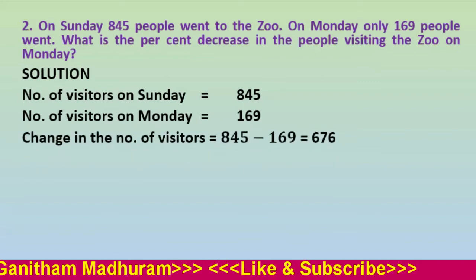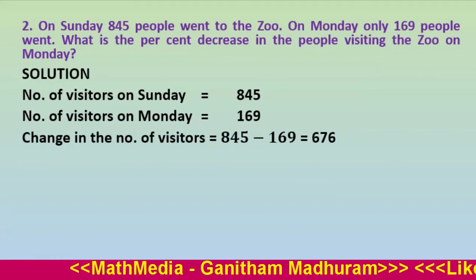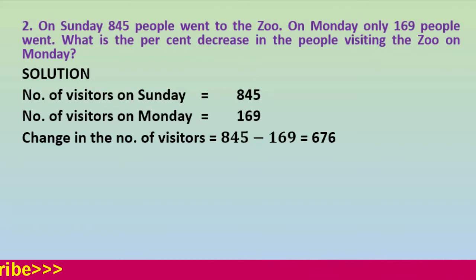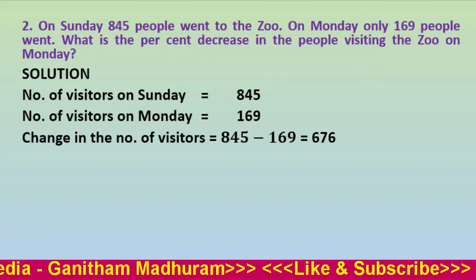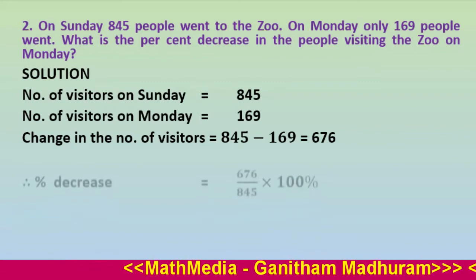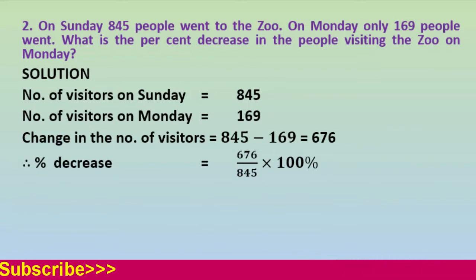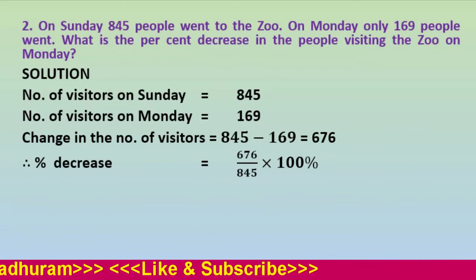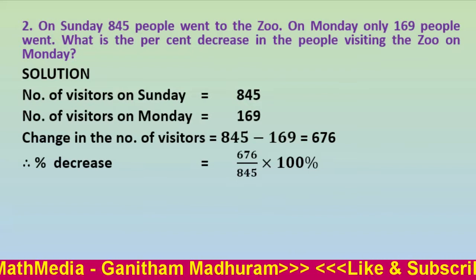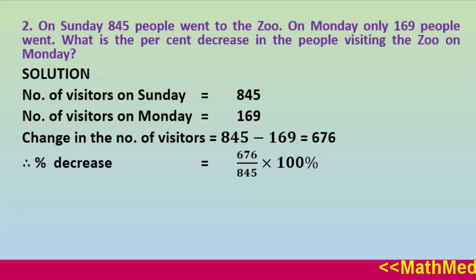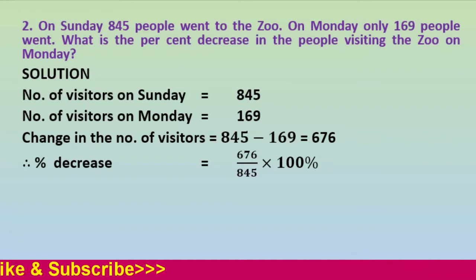Change in the number of visitors equal to bigger number minus smaller number, that is 845 minus 169 equal to 676. Percentage decrease equal to, did you remember the formula of percentage decrease or increase? Yes, that is change in amount upon original amount into 100.